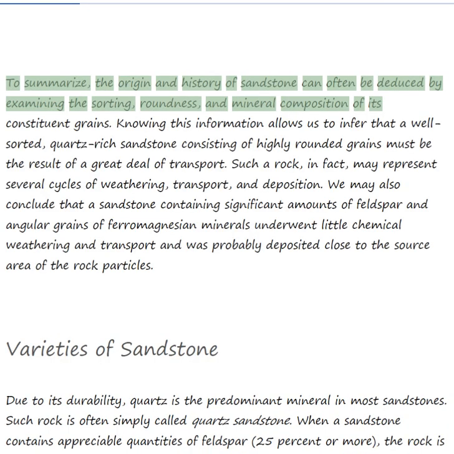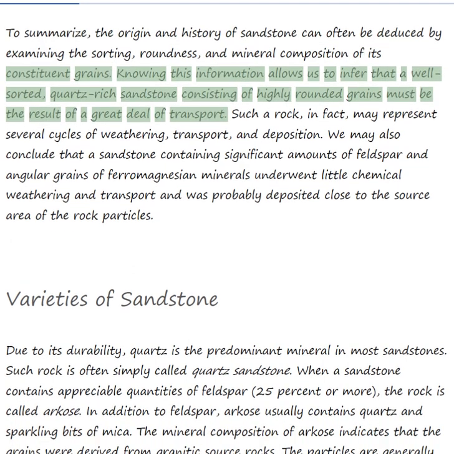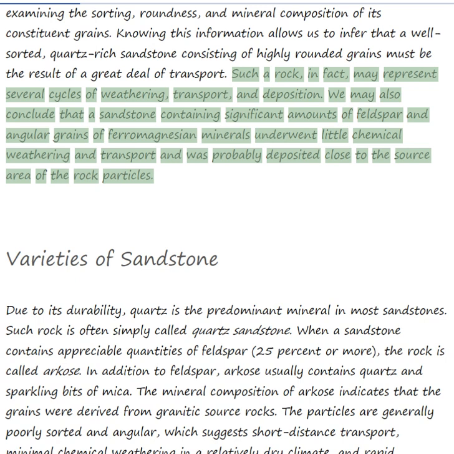To summarize, the origin and history of sandstone can often be deduced by examining the sorting, roundness, and mineral composition of its constituent grains. Knowing this information allows us to infer that a well-sorted, quartz-rich sandstone consisting of highly rounded grains must be the result of a great deal of transport. Such a rock, in fact, may represent several cycles of weathering, transport, and deposition. We may also conclude that a sandstone containing significant amounts of feldspar and angular grains of ferromagnesian minerals underwent little chemical weathering and transport and was probably deposited close to the source area of the rock particles.